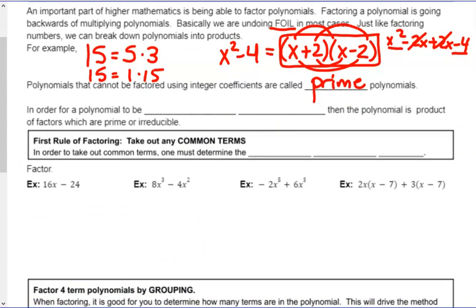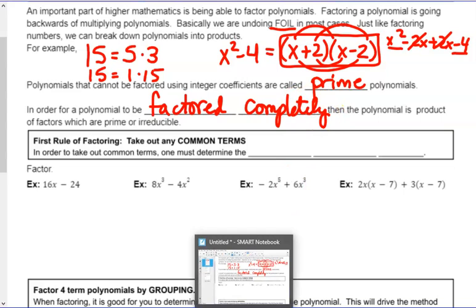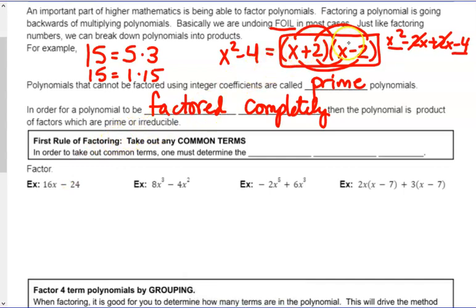Now, in order for a polynomial to be factored completely, our polynomial has to be a product of factors which are prime or irreducible. So you're going to end up with these power of 1s, or if there's a power of 2 or higher, that is something that cannot be broken down further. And we'll see a couple of those.